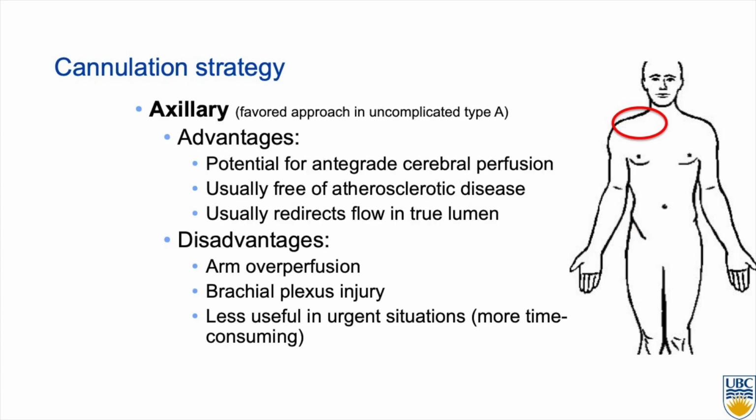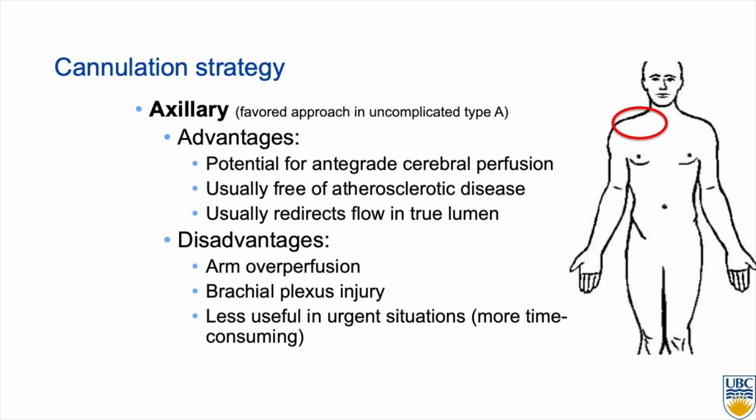The first cannulation approach that will be discussed will be the right axillary cannulation, which should be the favorite approach in uncomplicated type A dissections. It has multiple advantages. First, it adds a potential for antegrade cerebral perfusion. It's an artery that is usually free of atherosclerotic disease, and it usually redirects flow in the true lumen, although this is not always the case.